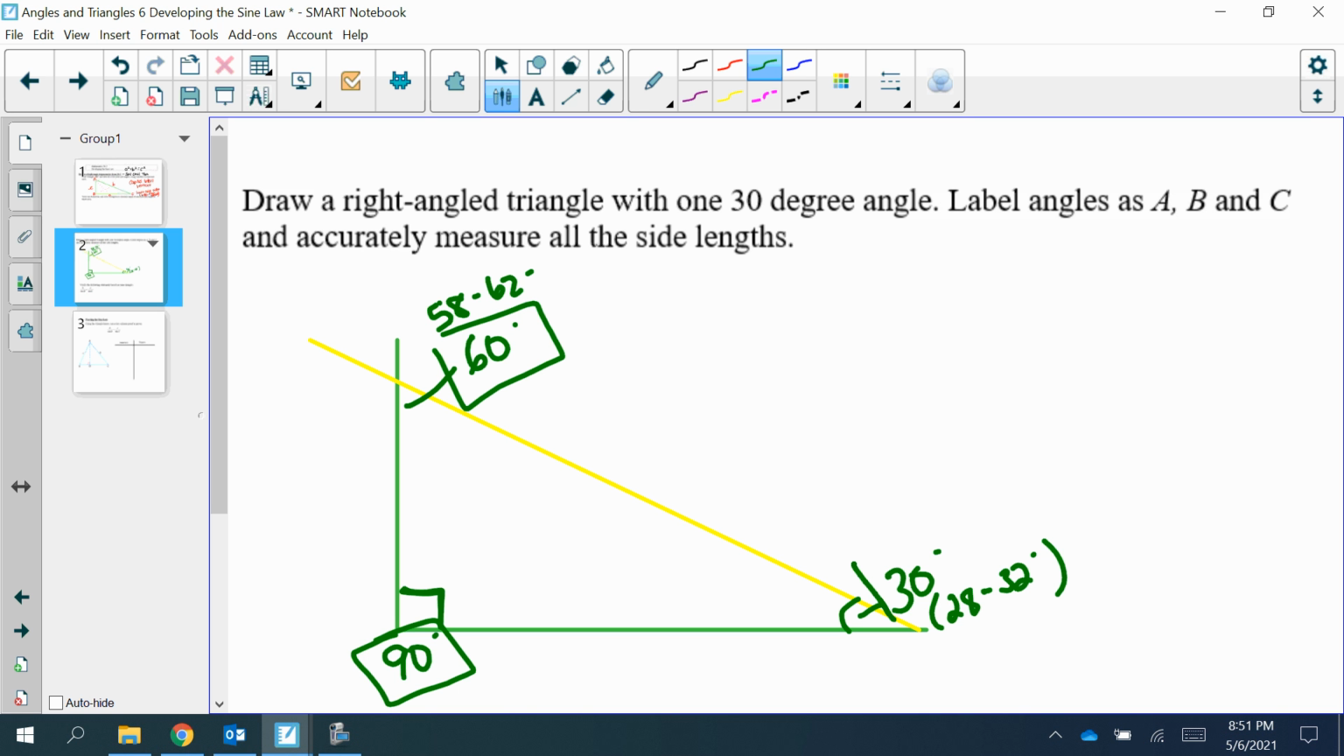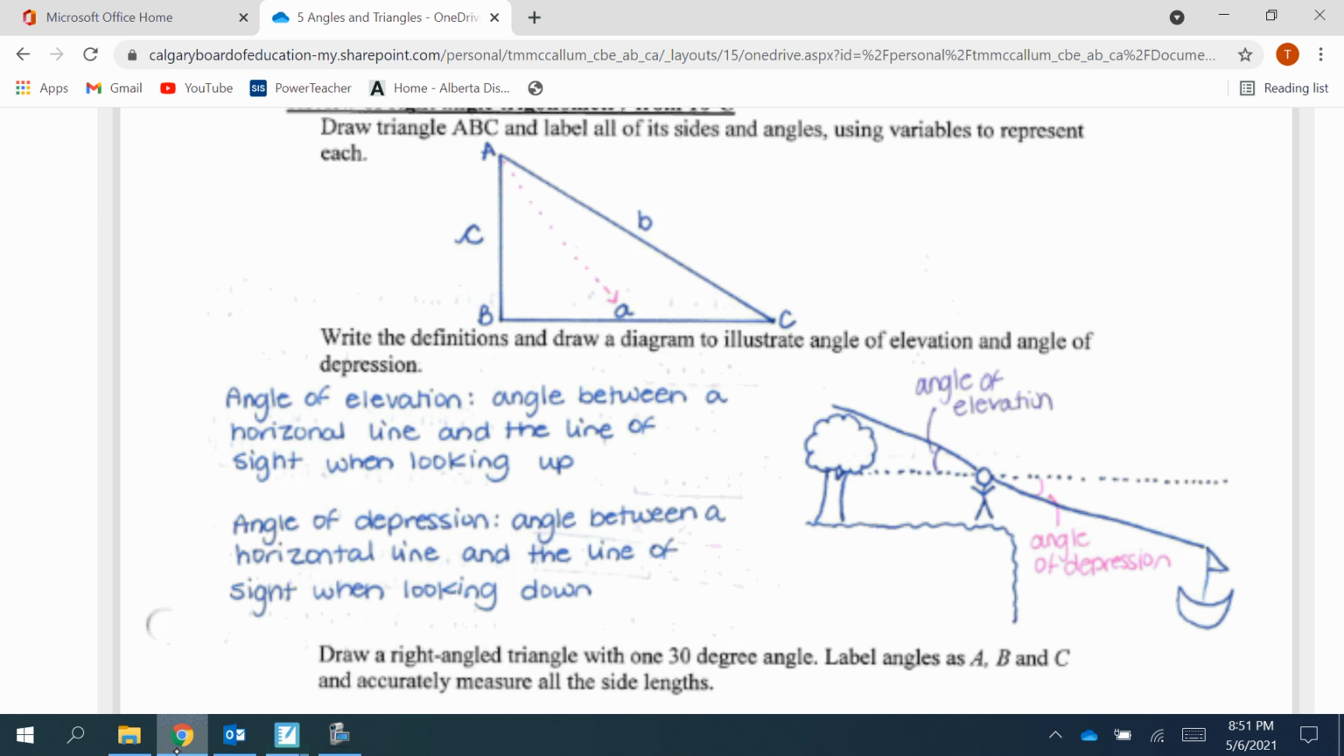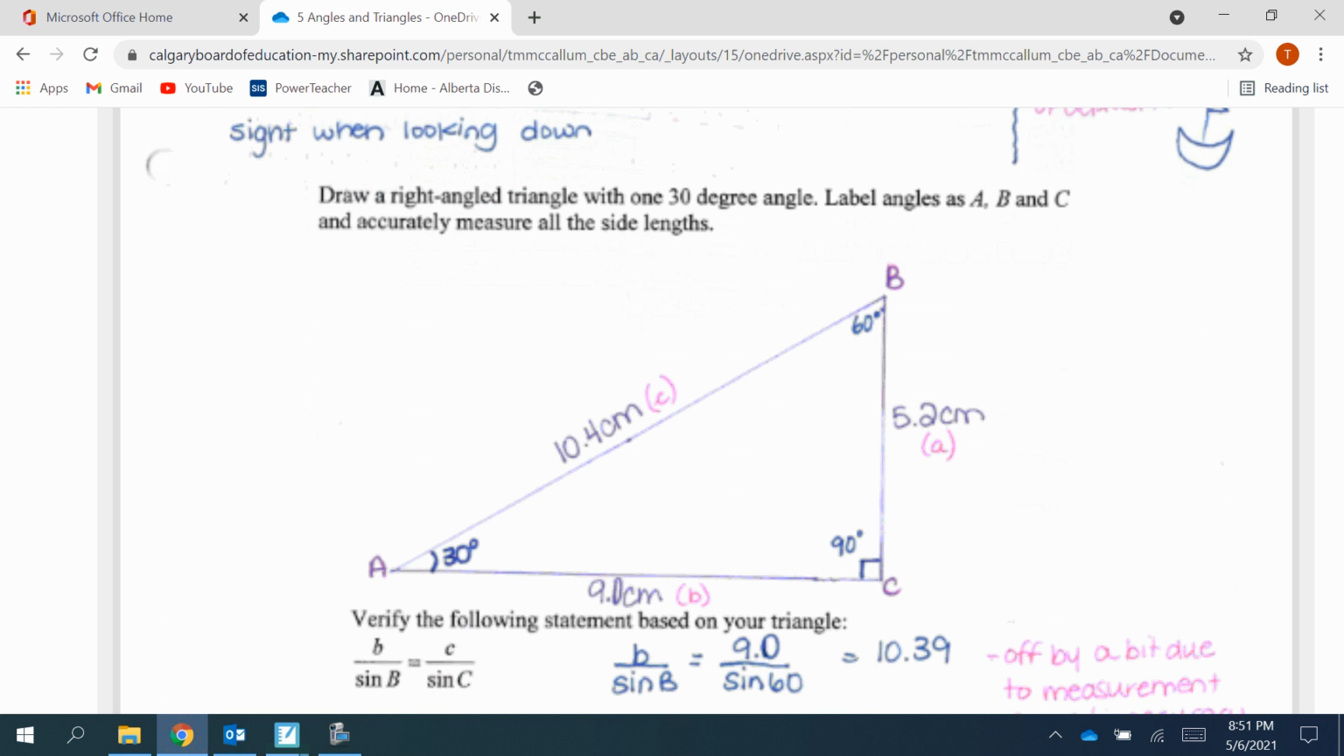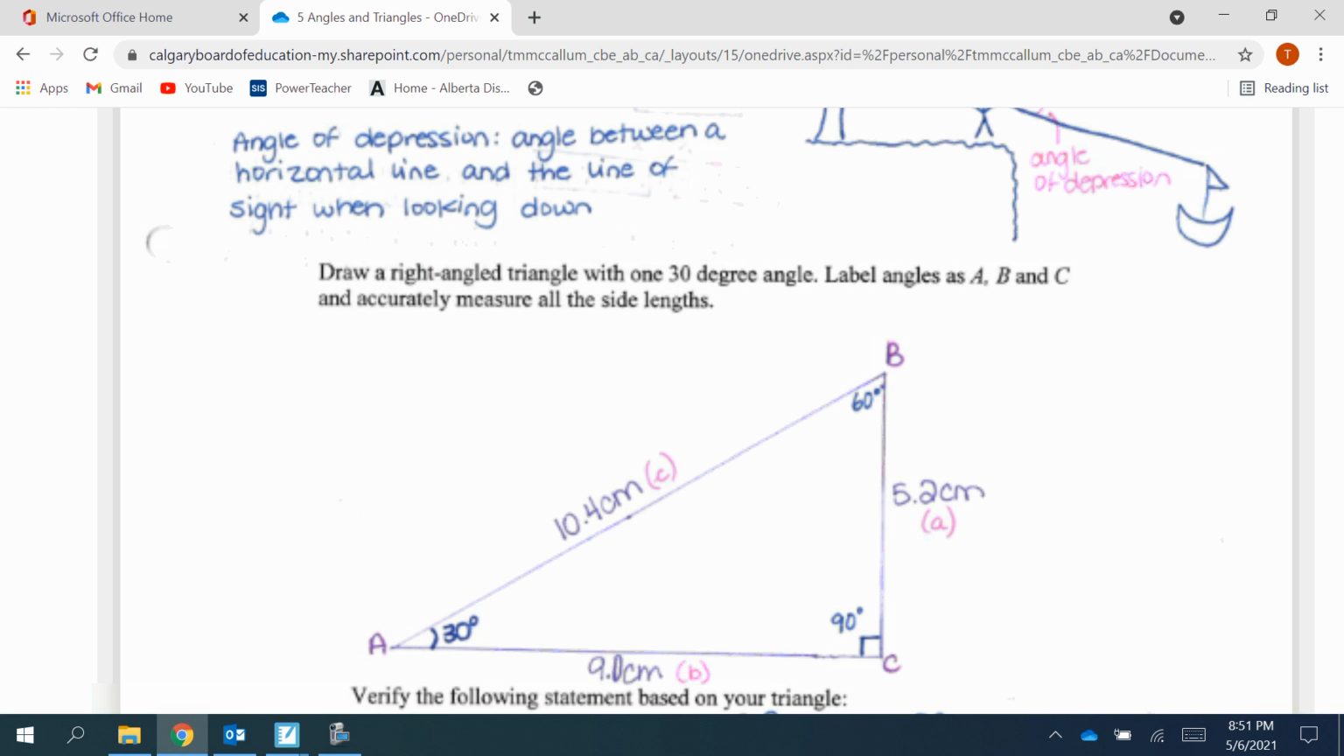And we'll use the data that I did on my practice one. So I drew a triangle, and this is what my triangle looked like. Again, I labeled my sides as A, B, and C. You can draw this without actually measuring it. It's not a big deal. You don't have to have the exact things, but we can just use the numbers that I have in here.